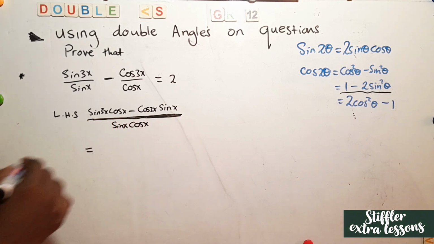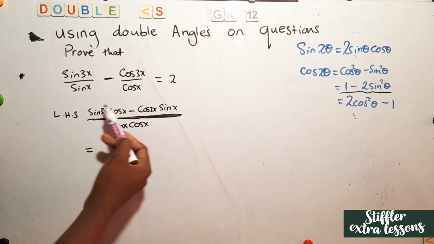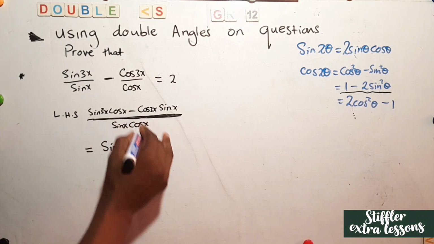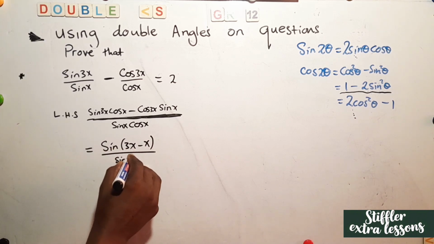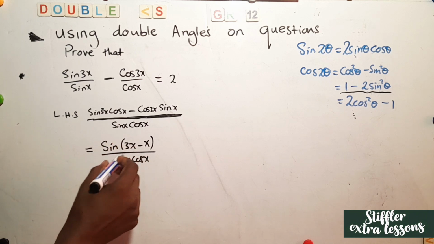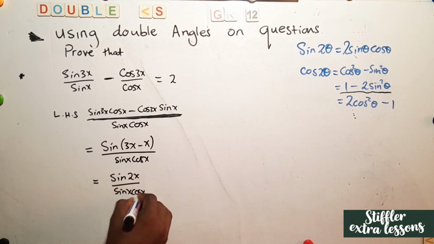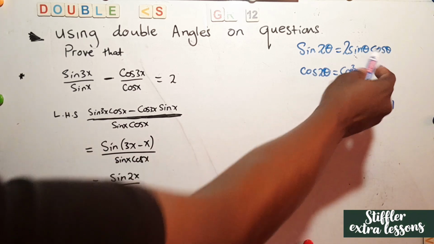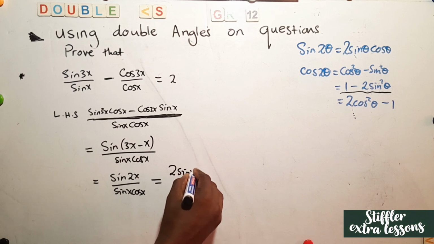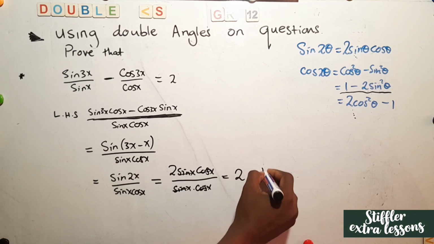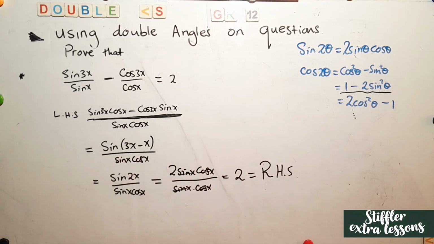So the next step, now we can see that this is a compound angle of sine: sine, cos, cosine. Can you see that? So this would be just sine of (3x minus x) all over sine x cos x. So sine of (3x minus x) is equivalent to sine 2x over sine x cos x. But this is the double angle of sine, you can see what it gives us. So this is equivalent to 2 sine x cos x all over sine x cos x, which will cancel, and you're going to be remaining with 2, which is equal to the right hand side. As simple as that. So let's go to the final question.